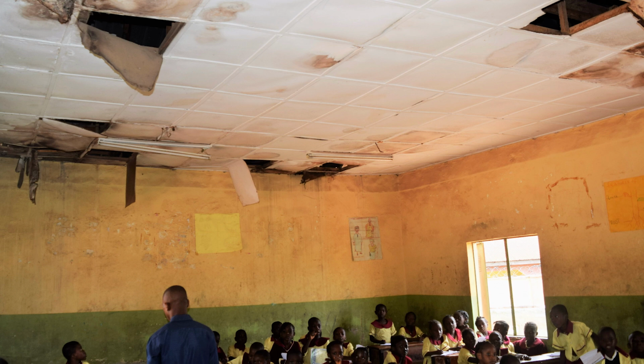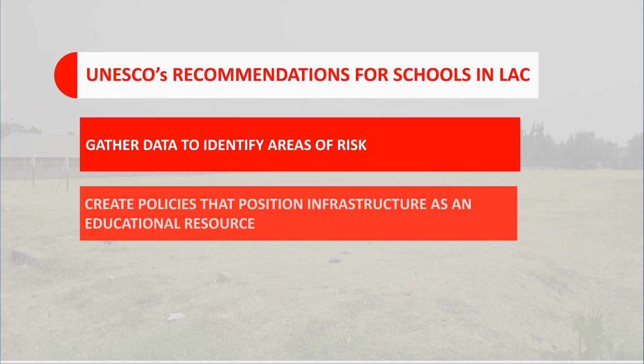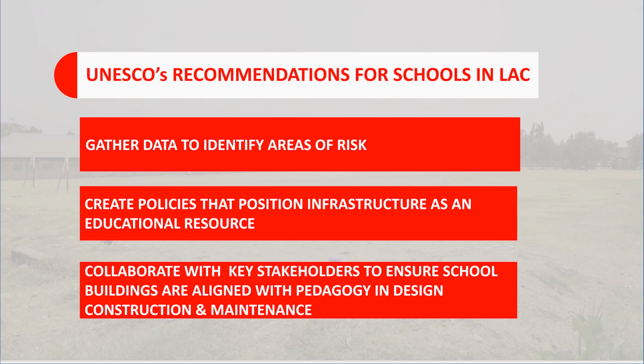The report also suggests 3 strategies to make progress in these areas: creating policies that position infrastructure as an educational resource, gathering data to identify areas of risk, and collaborating with all key stakeholders to ensure school buildings are aligned with pedagogy in design, construction, and maintenance.